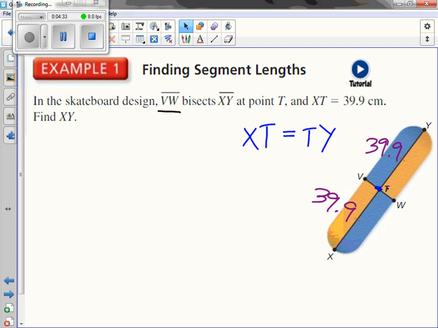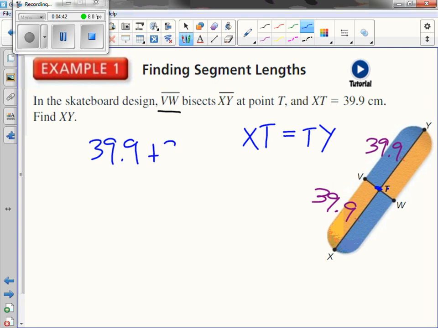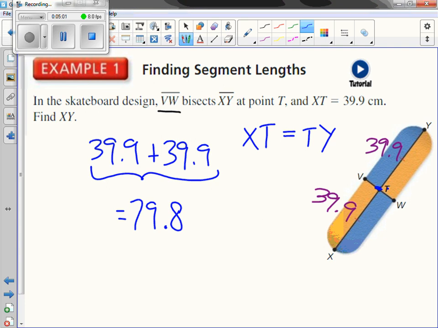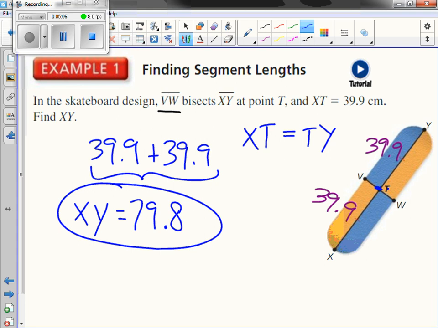Now it wants to know what XY is. Well, XY is the whole thing. It's XT and TY. If one part is 39.9 and the other part is 39.9, and they combine to give me the whole length, I can just add these two together. If we add these two together, we get 79.8 as the total measure. So XY in this case is 79.8.